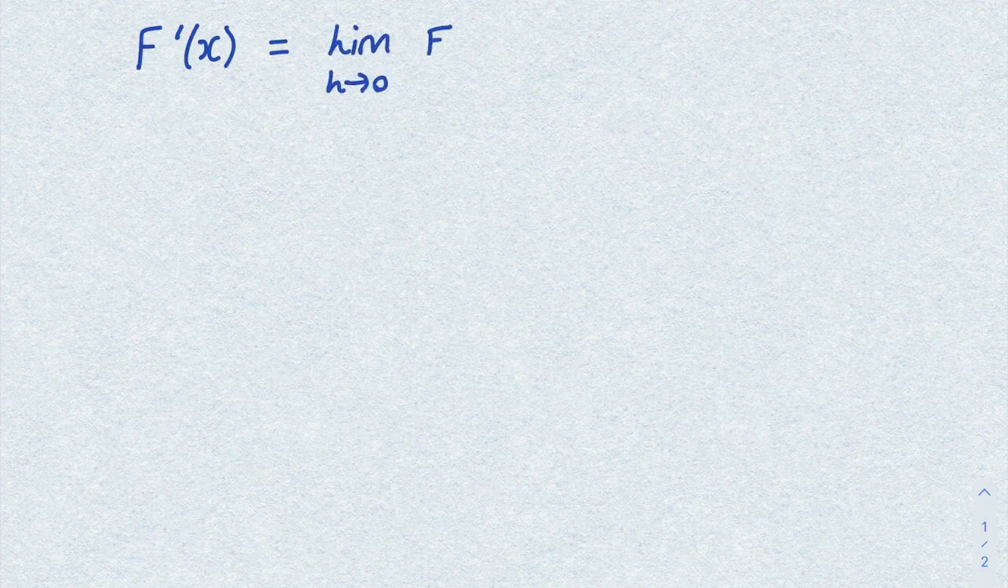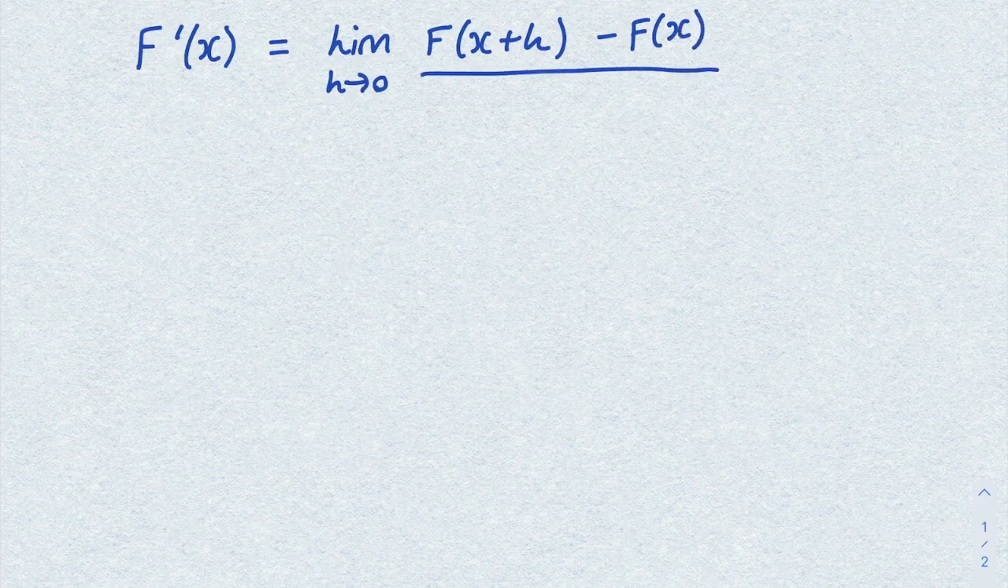The derivative of uppercase F of x is uppercase F dash x equals the limit as h tends to 0 of uppercase F of x plus h minus uppercase F of x all over h. Okay, so that's the definition from first principles.